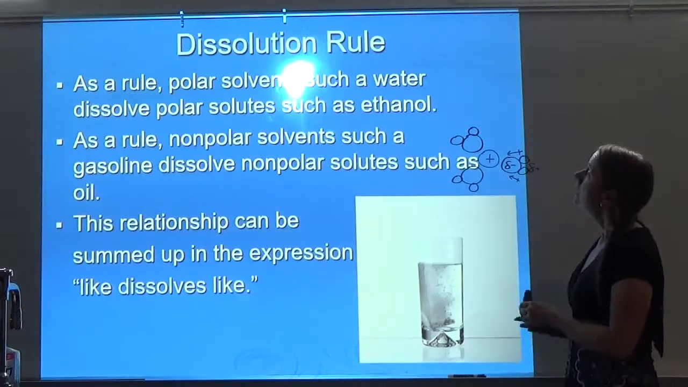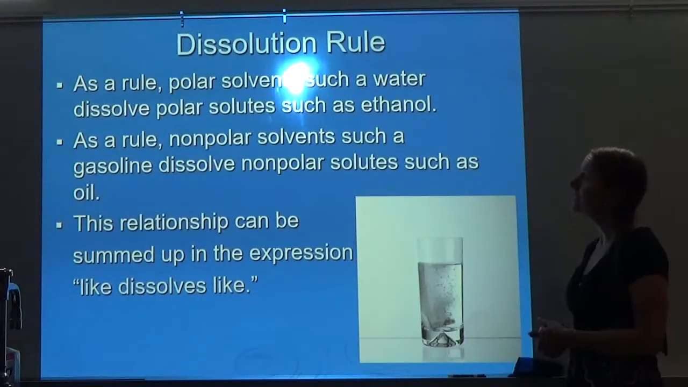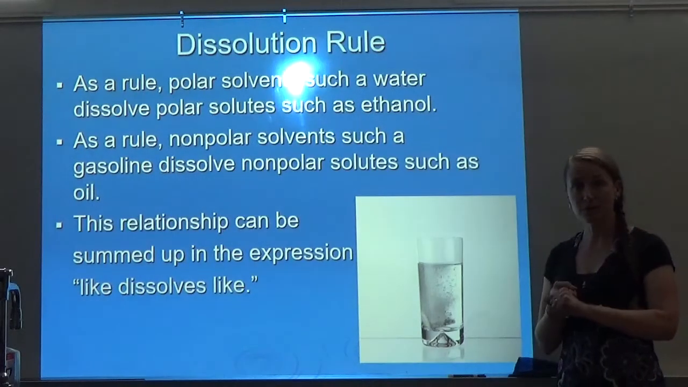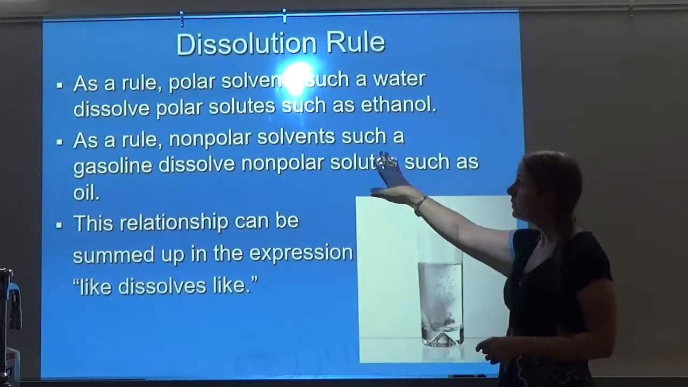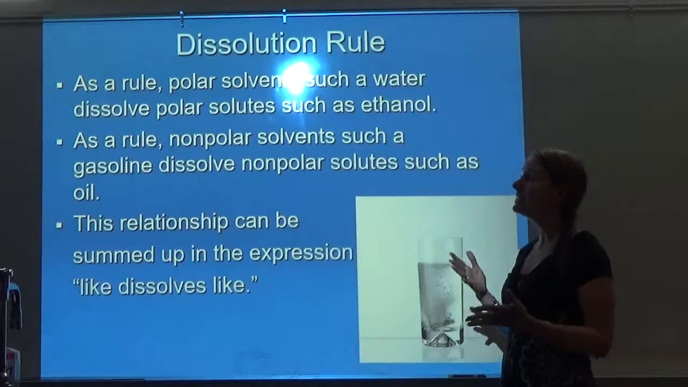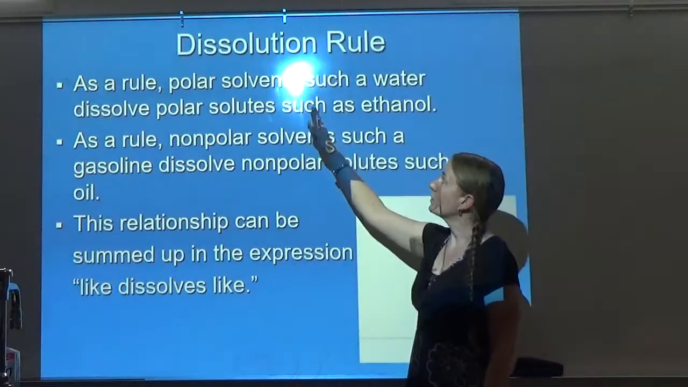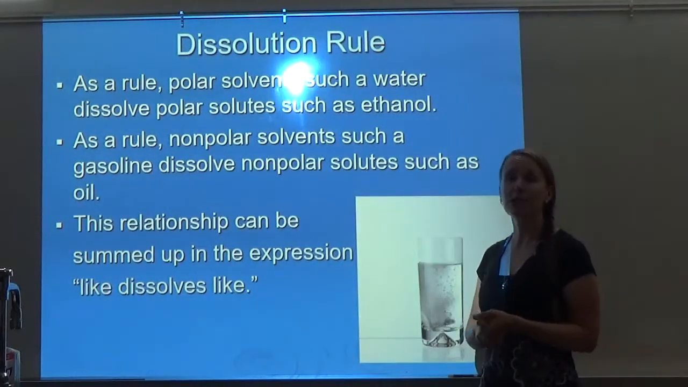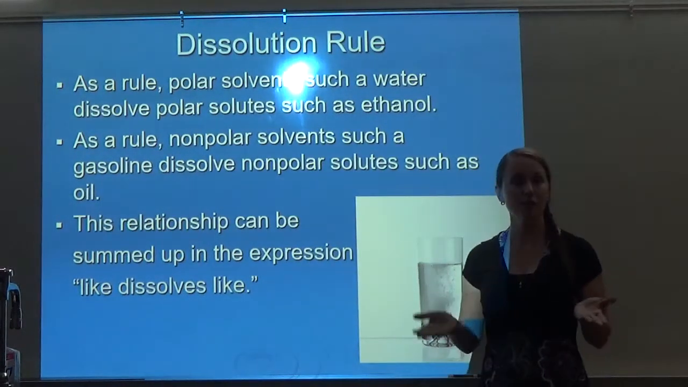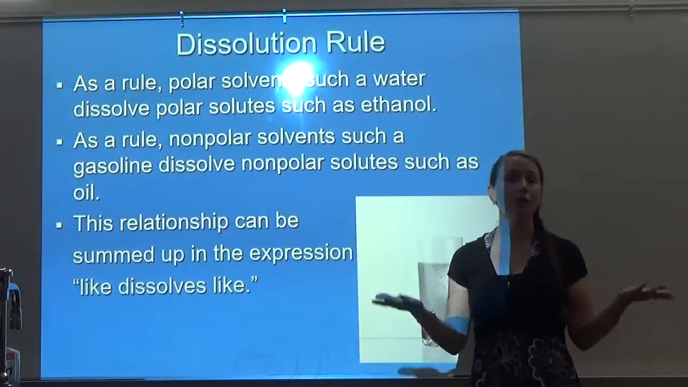So there is a rule of thumb that we can follow. As a rule, polar solvents such as water will dissolve polar solutes such as ethanol. They will also dissolve a lot of ionic compounds. So polar will dissolve polar and ionic. As a rule, nonpolar solvents such as gasoline dissolve nonpolar solutes such as oil. Because, again, nonpolar and nonpolar both only experience London dispersion forces. Whereas polar and polar, they would have London dispersion, they would have dipole-dipole, they could have hydrogen bonding. This relationship can be summed up by the expression like dissolves like. So the more similar the intermolecular forces are, the more likely a solvent will dissolve a solute.